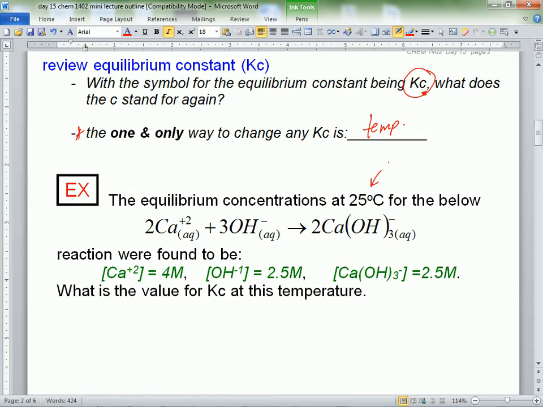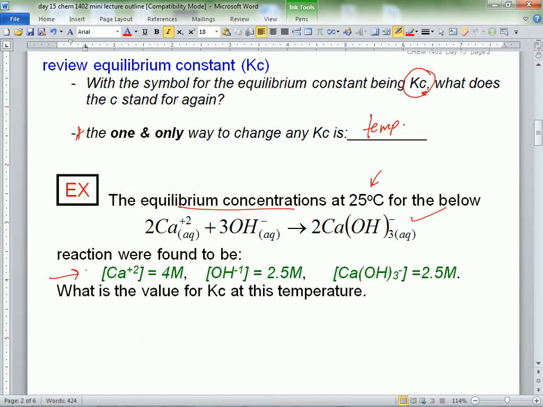Sabina, here's a reaction. And they told us the equilibrium concentrations are right here. They want to know what a value for Kc is. Is this an ICE problem? It looks like it, doesn't it?